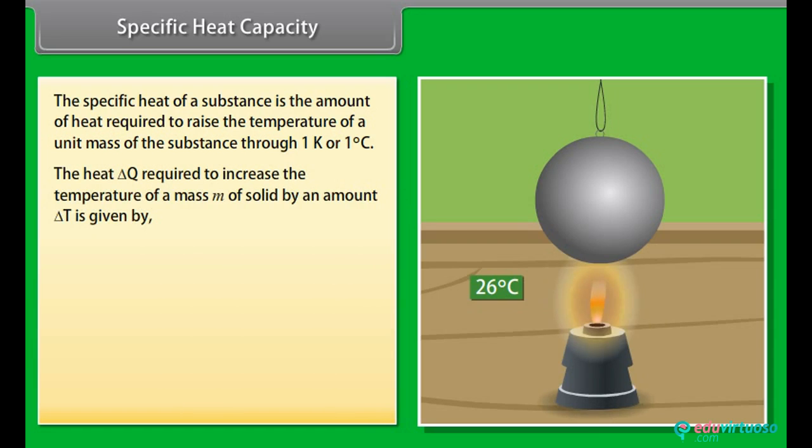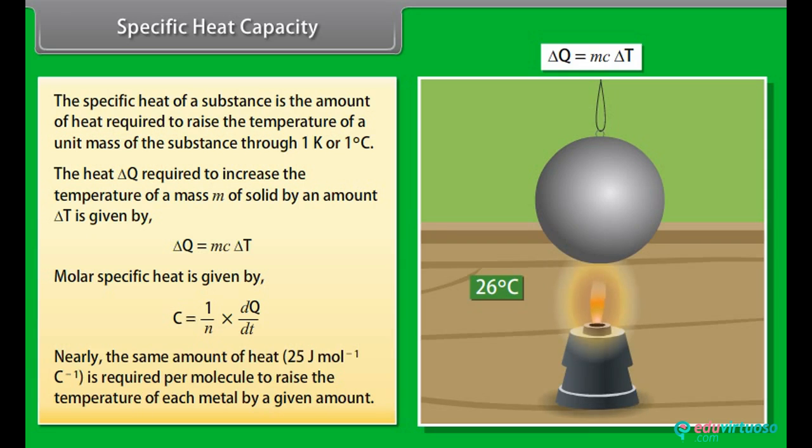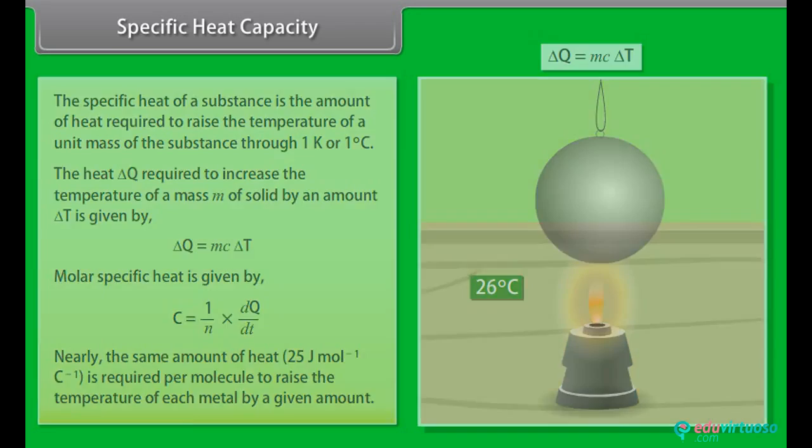The heat delta Q required to increase the temperature of mass m of solid by an amount delta T is given by delta Q is equal to m c delta T. Molar specific heat is given by C is equal to 1 by n into dQ by dT. Nearly the same amount of heat, 25 joule mole inverse Celsius inverse, is required per molecule to raise the temperature of each metal by a given amount.